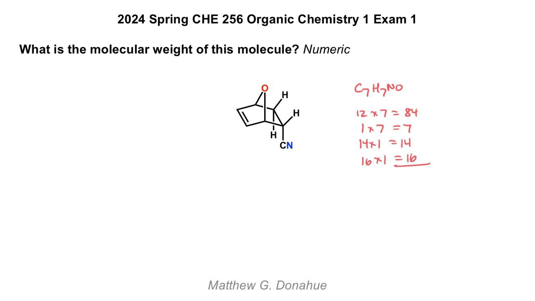So how do we want to do this? 84 plus 16, that gets you 100, plus 14, that gets you 114, plus 7, that gets you 121. So that's the molecular weight.